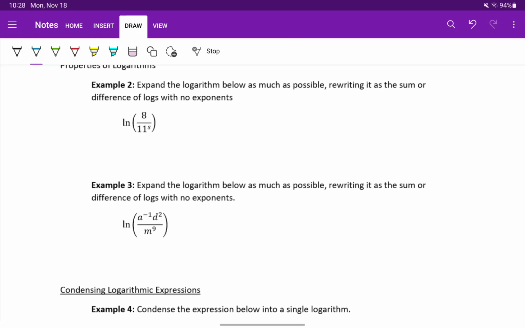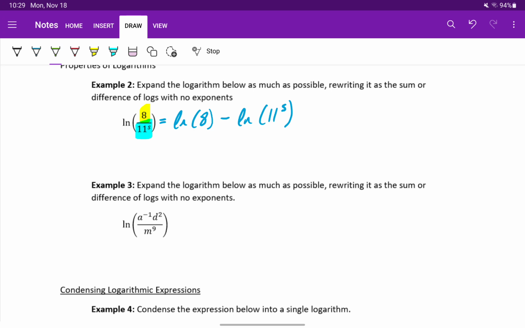In example 2, we want to do the same thing, but now we're dividing two expressions. So first we can identify those two expressions, 8 and 11 to the s power. So we'll rewrite this as the natural log of 8. Since that was division, we'll make this subtraction. So we're subtracting the natural log of 11 to the s.